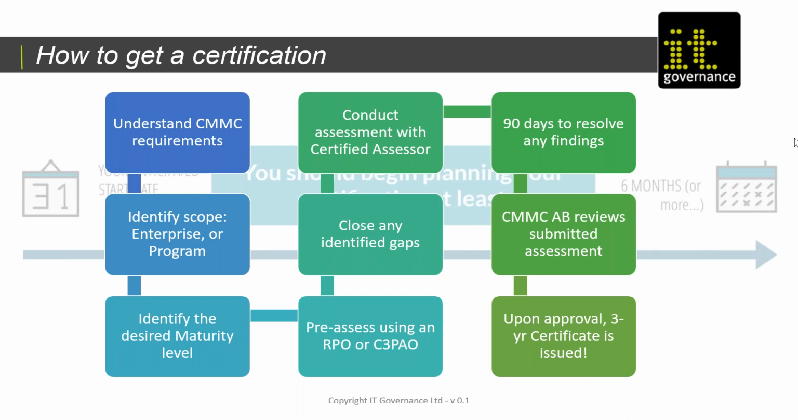At some point, you will have to reach out to a C3PAO, a certified third-party assessment organization, and you will have to have a certified assessor come in to conduct the CMMC assessment. From there, you can see that it's going to automatically kind of bake in about 90 days, 3 months to resolve any findings. Hopefully, again, if you guys are familiar with ISO out there in the netherworlds, you'll be familiar with this kind of model, right?